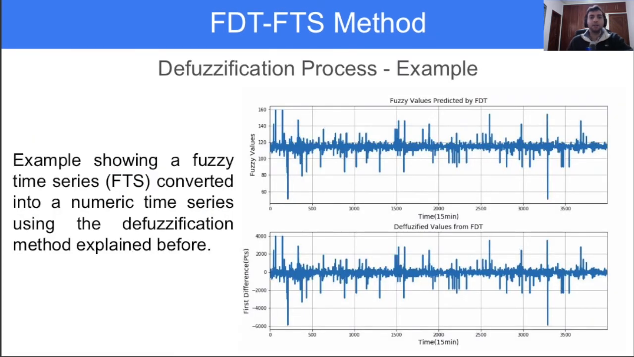Well, here we have an example of the differentiation process, which is showing a figure of a fuzzy time series, an FTS converted into a numeric time series using the differentiation method explained before. And basically, we are transforming the FTS into a numerical series. In this case, the FDT is predicting the fuzzy values, and with the differentiation, we are predicting the first difference time series.